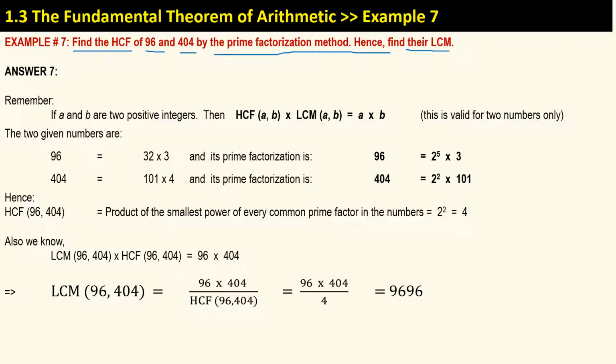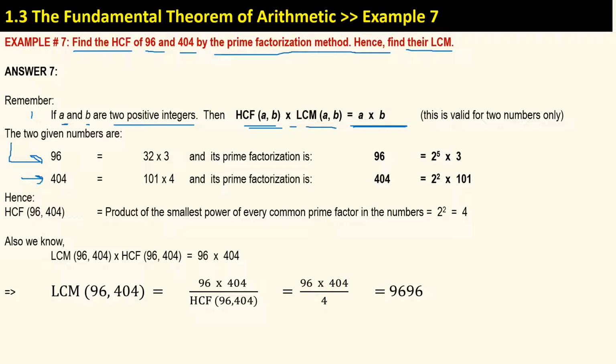Hence, find their LCM. We have to remember that if a and b are two positive integers, then HCF of a and b multiplied by the LCM of a and b will be equal to the product of a and b. That is, for given two numbers, their HCF multiplied by their LCM is equal to their product. So now let's see, we are given two numbers 96 and 404.